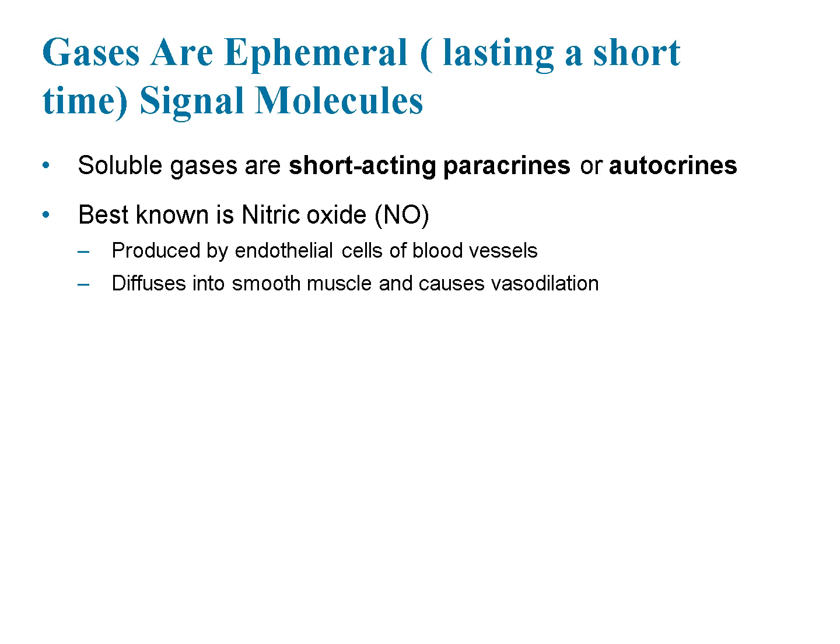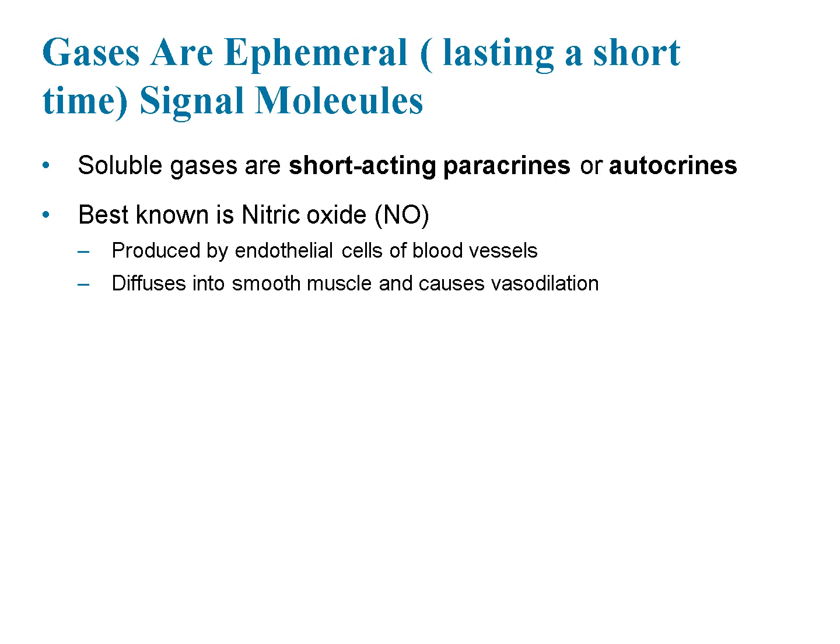In addition to more traditional signaling molecules, soluble gases can act as short-acting paracrine or autocrine signals. These gases are unique because they diffuse quickly and have a short lifespan, making them ideal for fast, localized responses. The most well-known gaseous signal molecule is nitric oxide. Nitric oxide is produced by the endothelial cells of blood vessels and diffuses directly into the surrounding smooth muscle tissue. There, it triggers vasodilation, or the widening of blood vessels. This effect is critical for processes like regulating blood flow and controlling blood pressure.